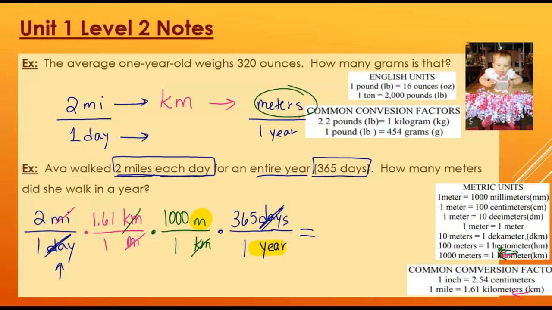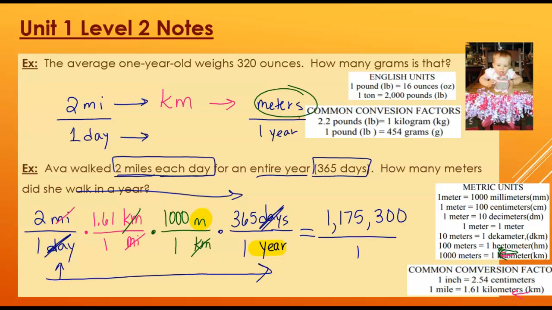On top, 2 times 1.61 times 1,000 times 365 is, woo, that's a big number. 1,175,300. And on the bottom, we have 1 times 1 times 1 times 1. So anything divided by 1 is itself. So I'm just going to erase that because that's what we would have been left with. And our label is meters per year.